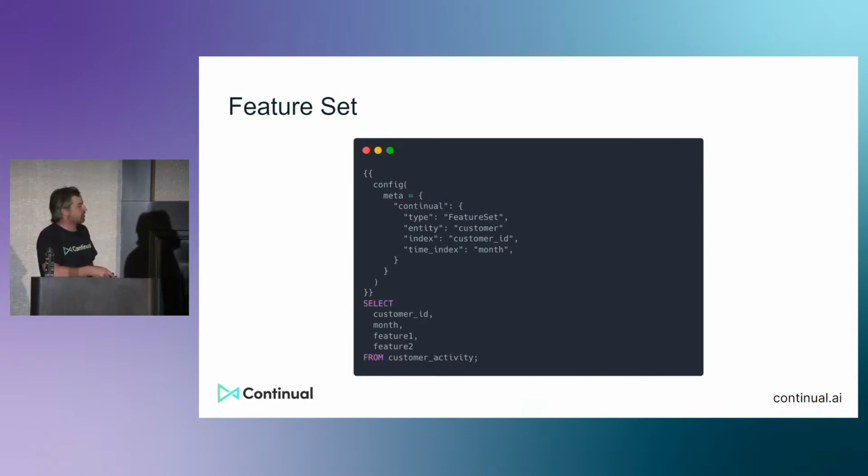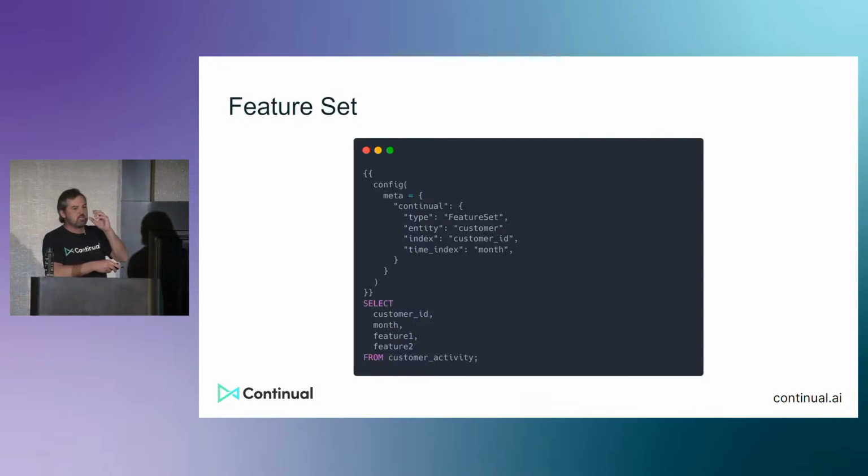Here you have some features around customer activity. You have a customer ID, month, and some features. What do we need from Continual? We put it in the meta field, and we just say this is a feature set. It means it's not your target. It's a collection of features on the entity customer. The index column, the customer ID, is customer. The dimension kind is customer ID, and the time index is month.